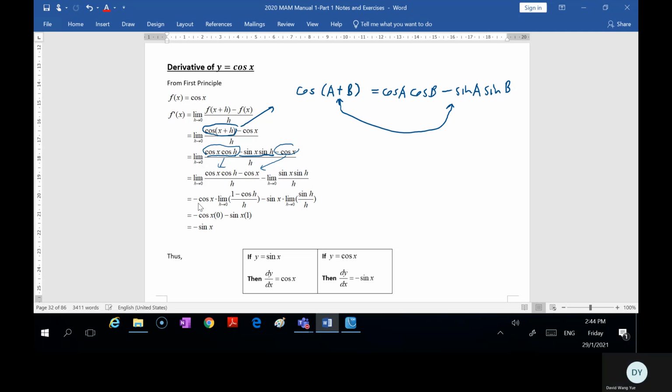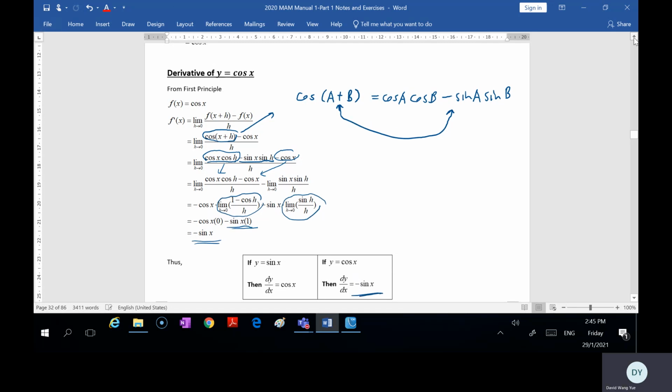Now this is negative cosine x times the limit of (1 minus cosine h) over h. Because this limit equals 0, negative cosine x times 0 becomes 0. And then here we have negative sine x times the limit of sine h over h, so we have negative sine x times 1. Finally, our answer is negative sine x. So once again, using the limit of (1 minus cosine h) over h and the limit of sine h over h, we manage to prove that when y equals cosine x, dy/dx equals negative sine x.